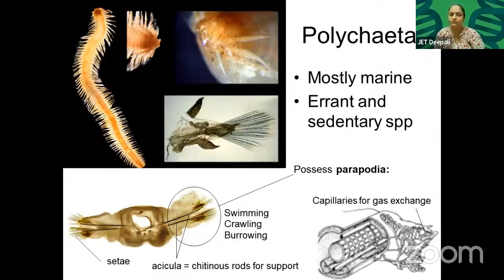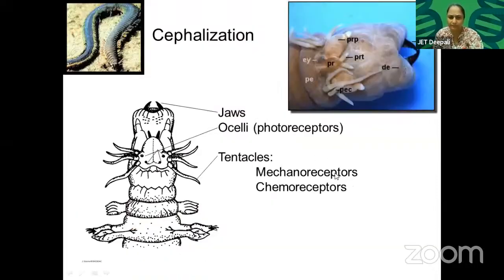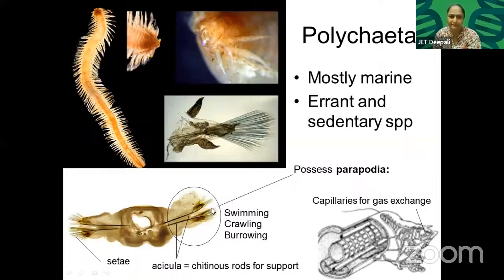Polychaeta, mostly marine, errant and sedentary species. Sedentary means isolated kind of, living alone, not like to socialize. This is Nereis. They possess parapodia for swimming, crawling, burrowing.